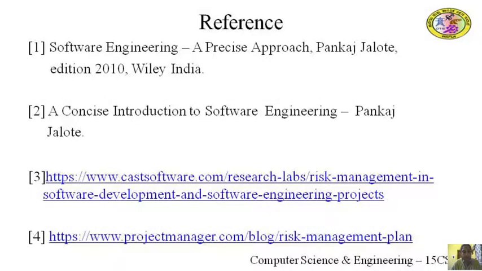The source of reference used here for the session is a textbook called Software Engineering, A Precise Approach, written by Dr. Pankaj Jalote, and A Concise Introduction to Software Engineering by Pankaj Jalote, and a few of the websites whose URLs are specified here.